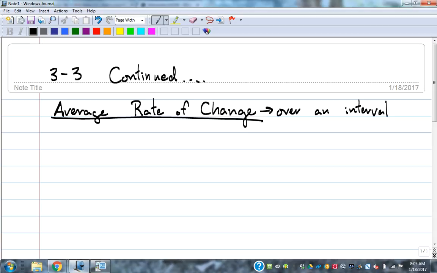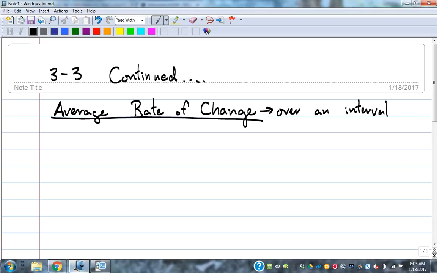And then we did some, let's see, what else did we do? Even functions, increasing, decreasing intervals, constant intervals, those sort of things. Local maxes and mins, absolute maxes and mins. So we've covered all of these different pieces of a function and their graph.